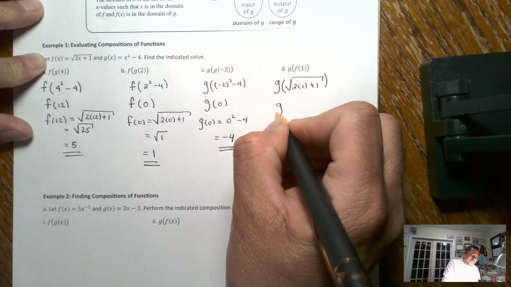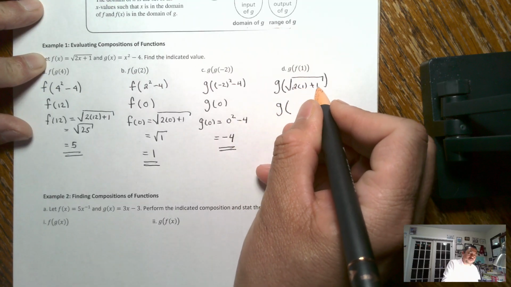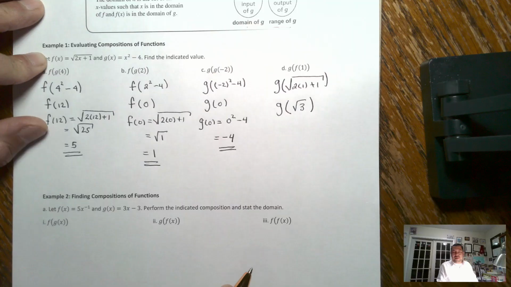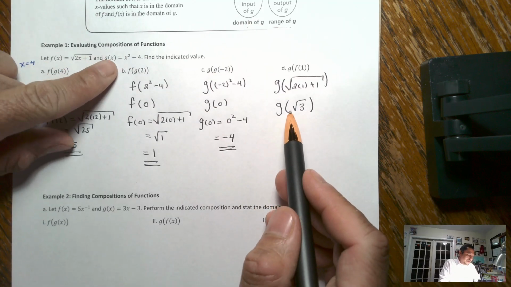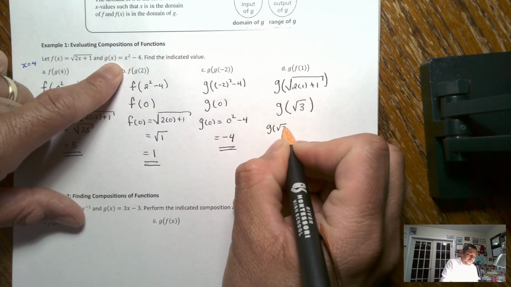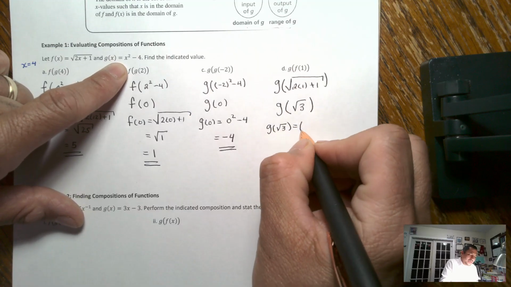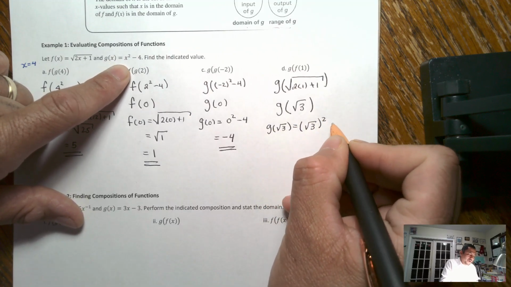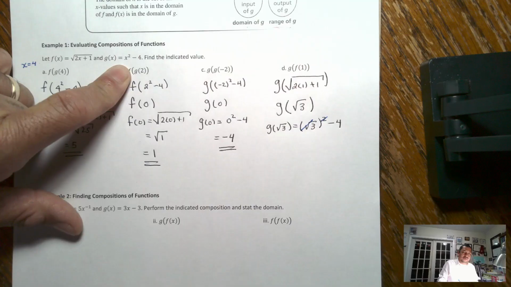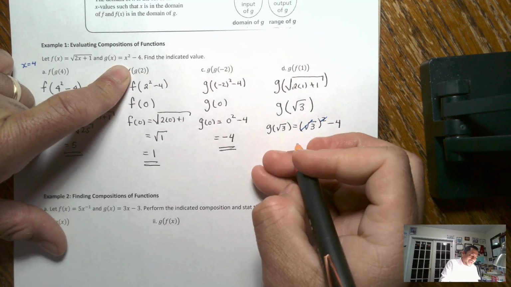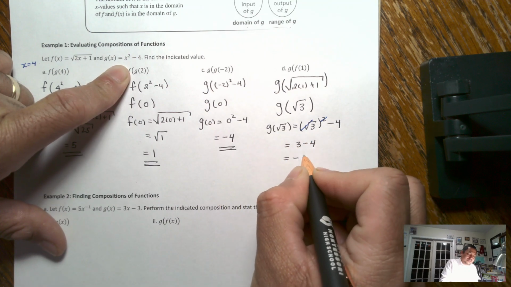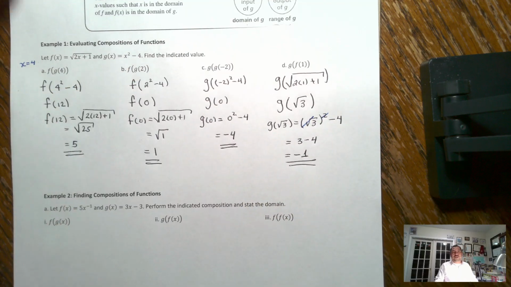And then I'm going to have g of 2 times 1 is 2 plus 1 is 3, square root of 3. Okay. Square root of 3. And now I'm going to evaluate this one in g(x). So I have g of square root of 3 is equal to square root of 3 to the second power minus 4. Remember that this square is going to cancel the radical. Going to get rid of that radical. So what I have here is 3 minus 4, which is equal to negative 1. And that's the solution to this example.